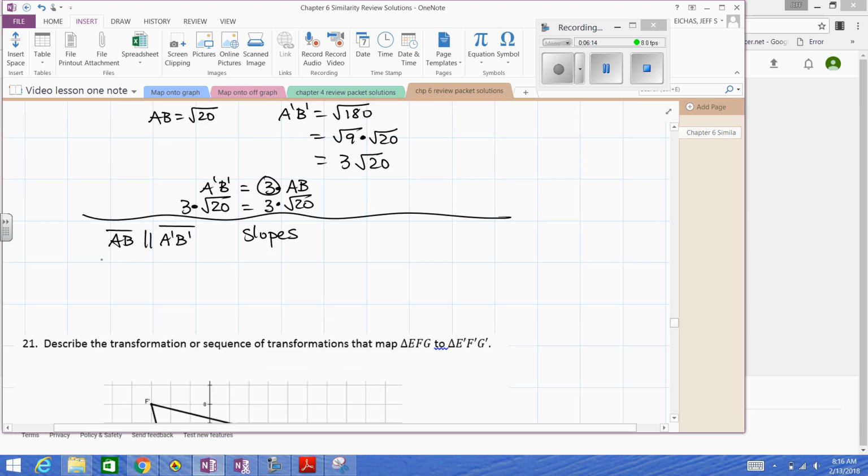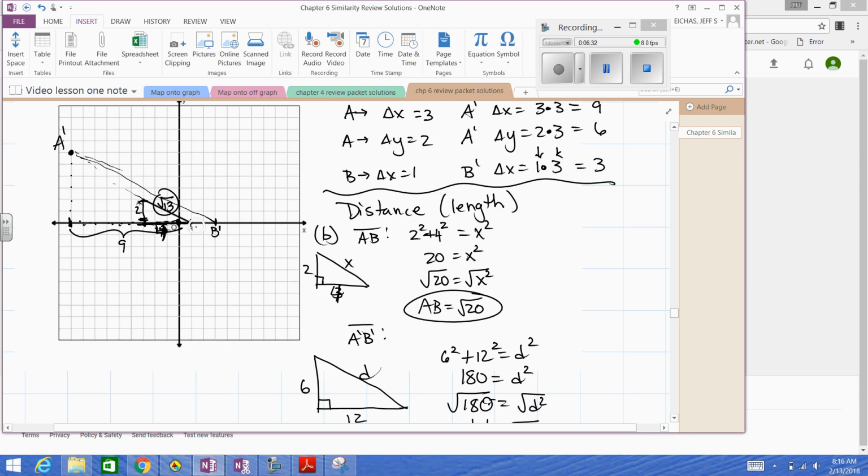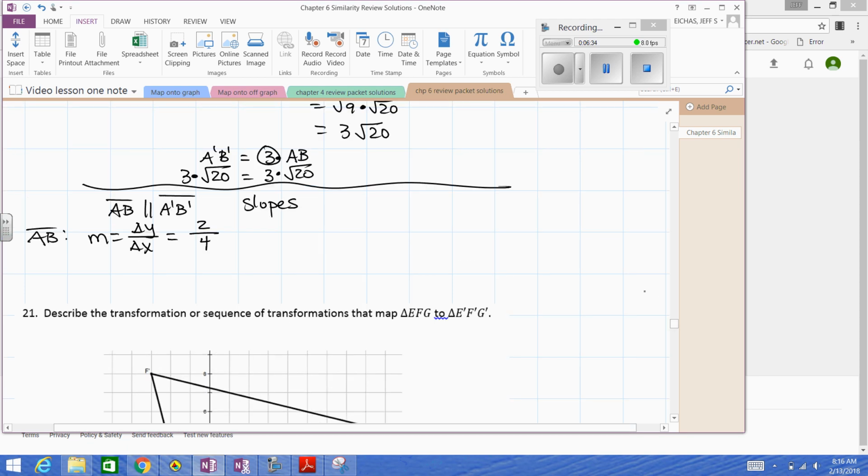So the change in y over the change in x, rise over run, however you want to call it. What we have, if you looked up there, is a 2 for the change in y and a 4 for the change in x for AB. Right? And it looks to me like it's going down as we go left to right. So that's negative. Now we could reduce that. Knock those out. It's negative 1/2.